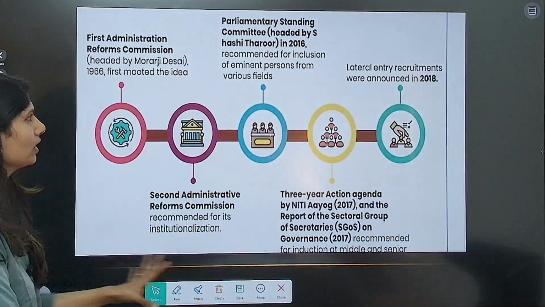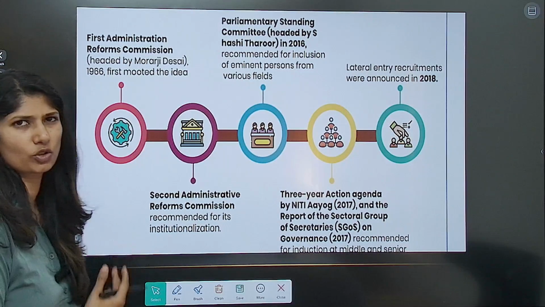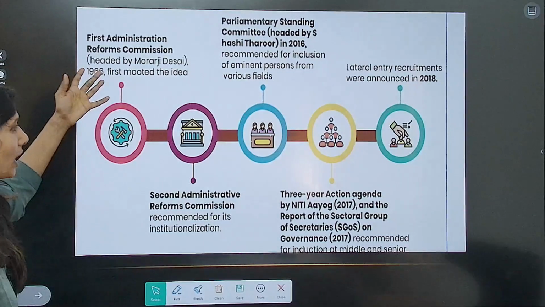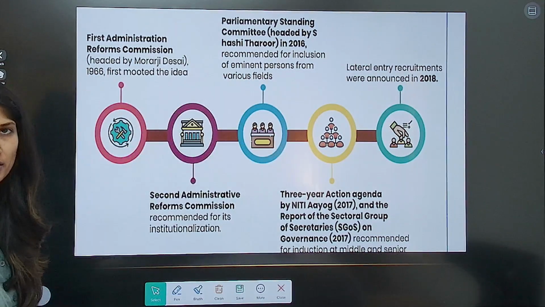Just take a look at this. If you want, take a screenshot of it or write it down somewhere. This was where your idea of lateral entry, how it evolved.